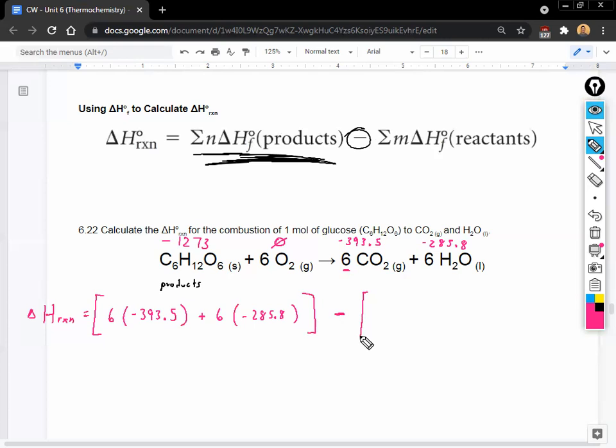Now, if you take a look at this, we have 1 mole of glucose, so we're going to have negative 1273. And then we're going to combine that with oxygen, or O2, but it's going to be 0. So 6 times 0, which is going to be 0. So this would be the full equation. I know I wrote it out really big, but basically that is how you are going to calculate the enthalpy of the reaction.